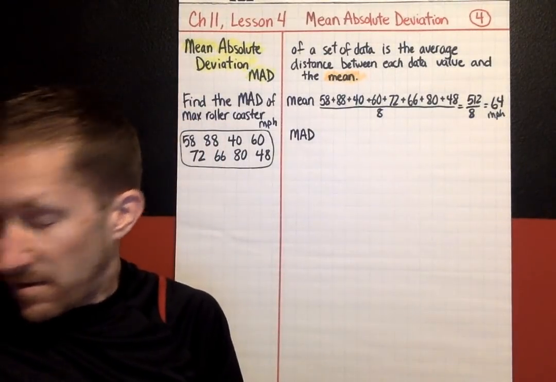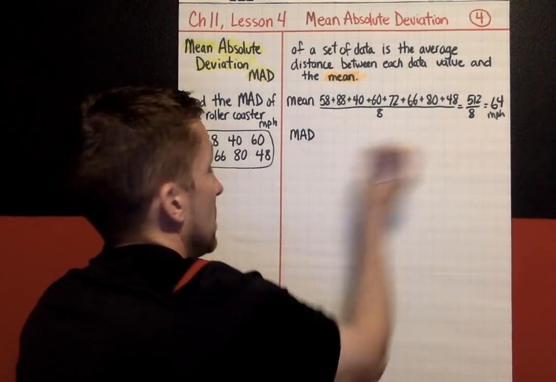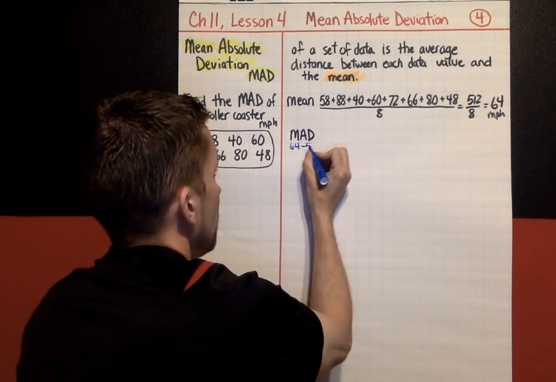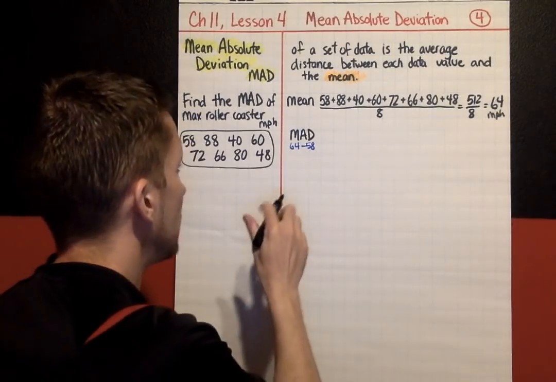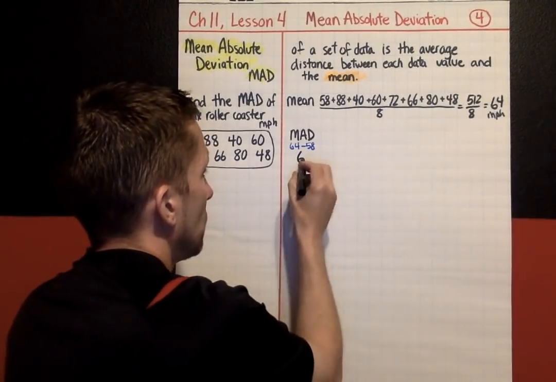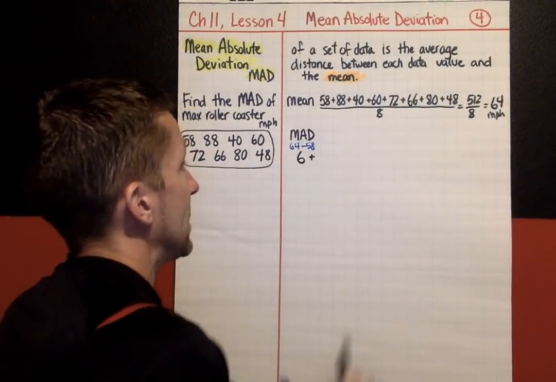Actually, let me get a different color here so I can show you what I'm doing. 64 is my mean. I'm going to take my mean, 64 minus 58. That's what I'm typing in my calculator, and I'm going to get 6. So the black number is what I'm using. The blue number is just showing how I'm getting it.